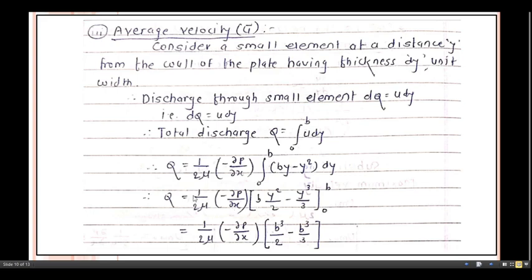Now we can get the average velocity in the next step, that is u bar. For that, consider a small element at a distance y from the wall of the plate having thickness dy and unit width. Okay, so the discharge through the small element, that is dQ equals u into dy. So what about the total discharge?